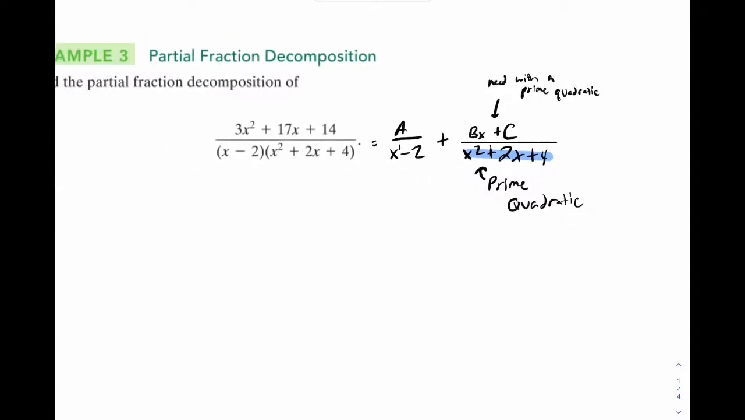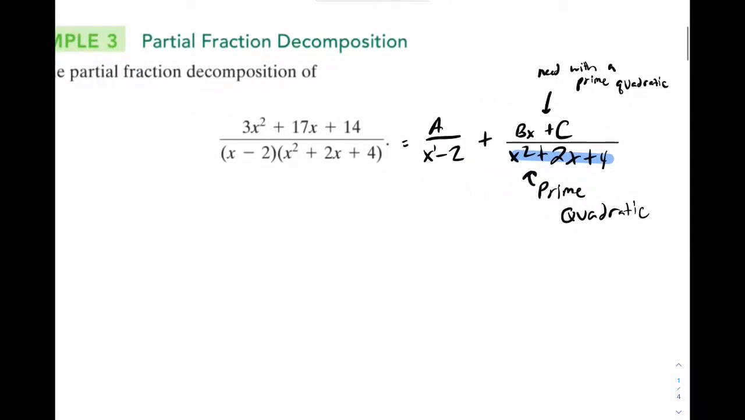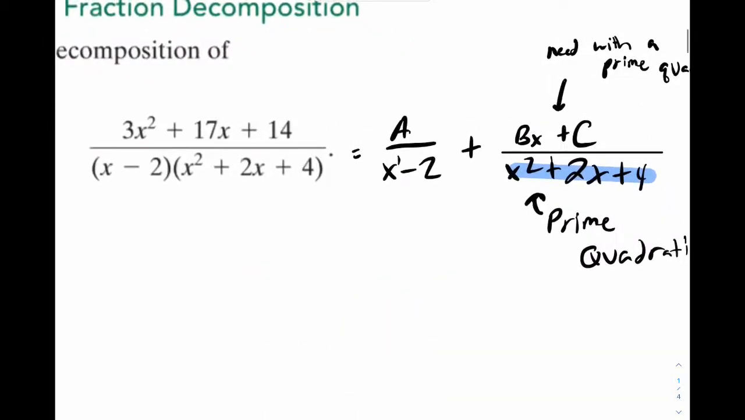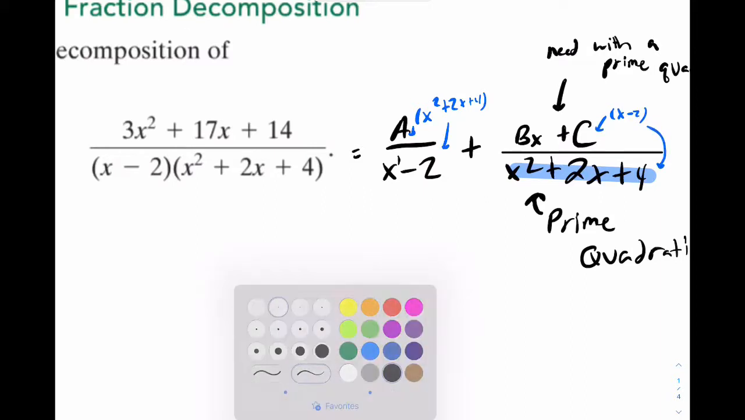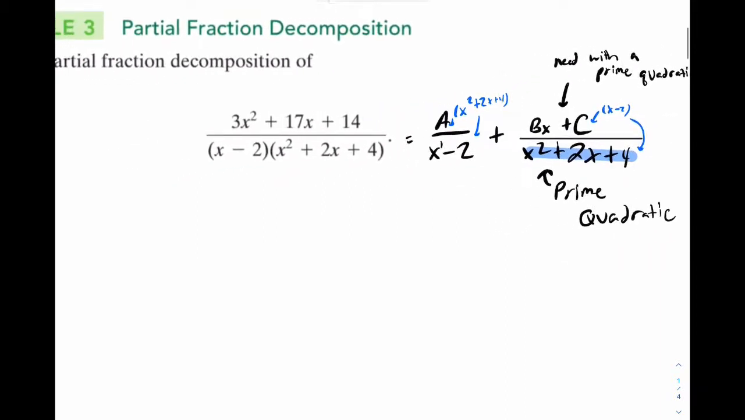Luckily, the method is pretty much identical. You think about what each thing is going to need. So our first part needs an x squared plus 2x plus 4, top and bottom. And our second part needs an x minus 2, top and bottom. It's pretty much the same thing. We're going to take the numerator, 3x squared plus 17x plus 14. That's going to be A times x squared plus 2x plus 4 plus Bx plus C times x minus 2.